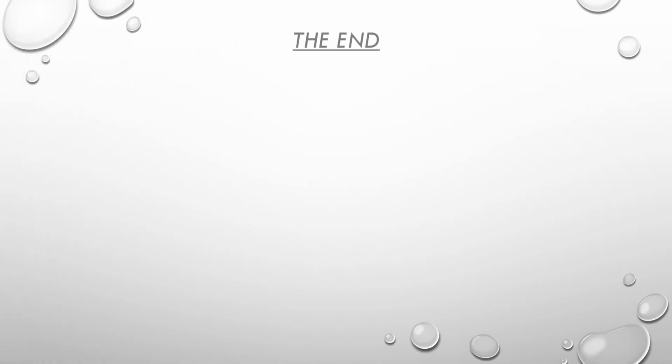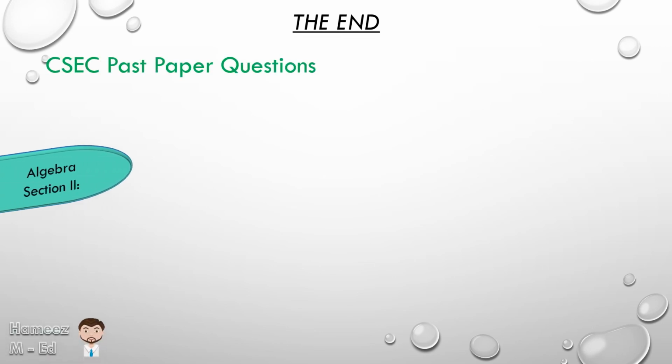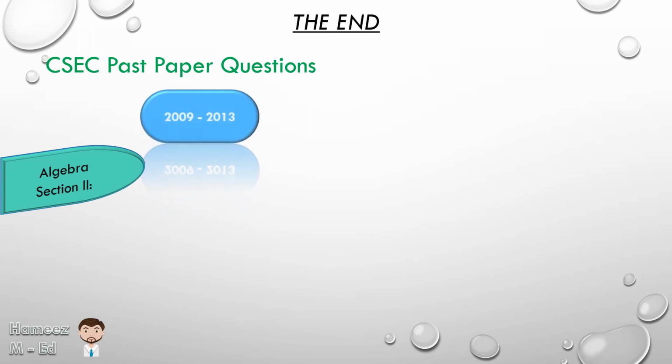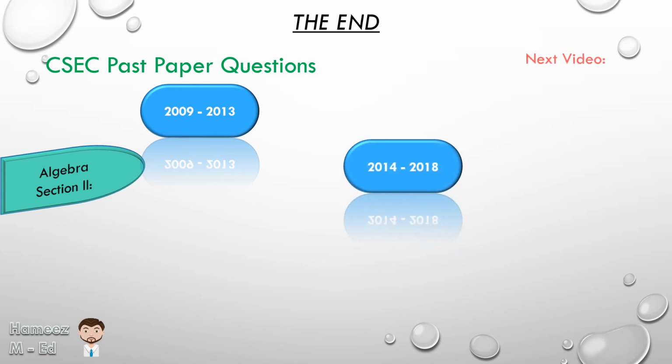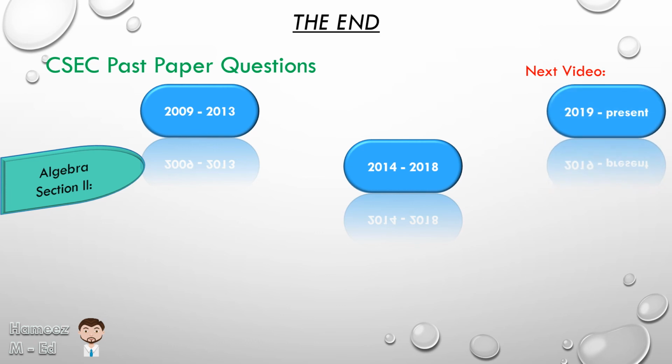This brings us to the end of CSEC past paper questions in the topic of algebra, relations, functions, and graphs, which were combined in section 2. In our first video in this series, we looked at the past paper questions for the first 5 years, 2009 until 2013. In this video, we looked at the next 5 years, 2014 to 2018. So our next video will be from 2019 until the present.